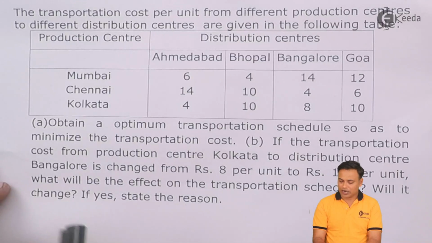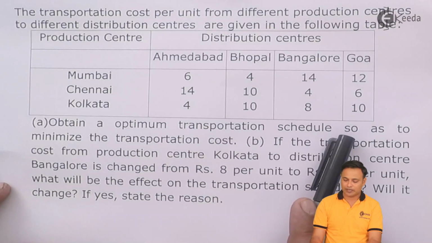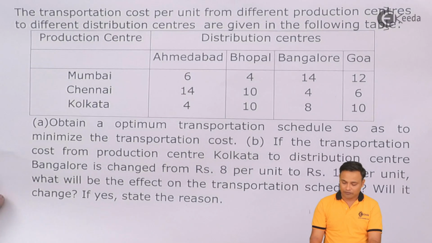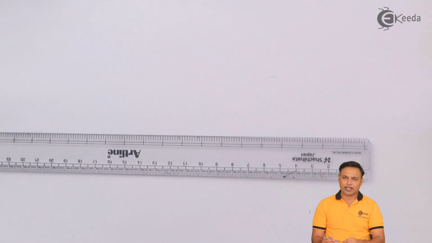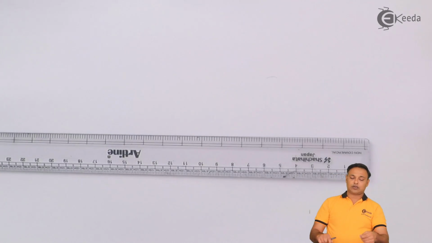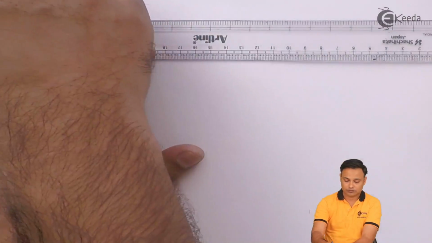We are doing the first part of the problem, that is, obtaining the optimum transportation schedule to minimize the transportation cost. Then we will focus on the next question, the B part. Right now we are just focusing on the A part. Let's draw the diagram of the table first. Transportation table. So here is my table.